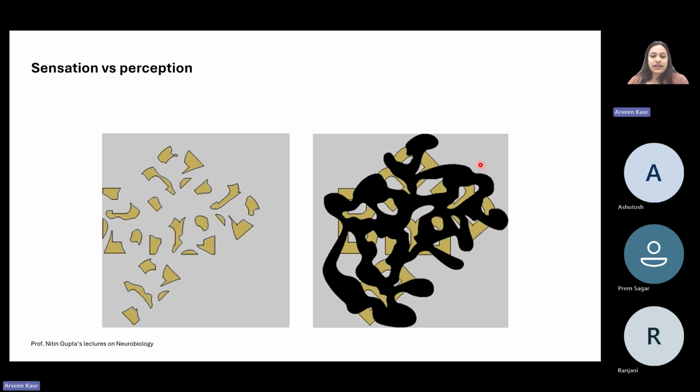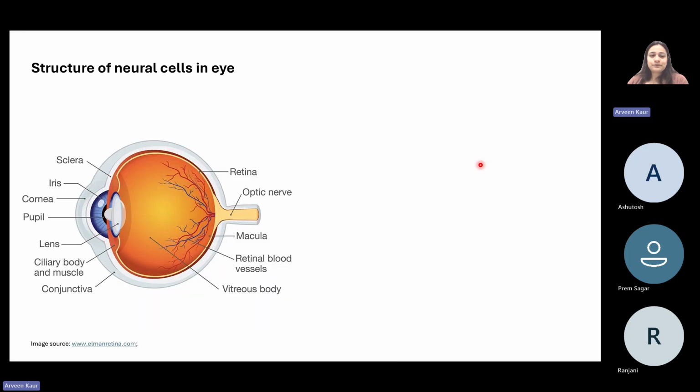So you can even match it. There is no additional image. But see how our brain's perception has suddenly changed, right? So that is the beauty of perception. And this is a classic, very good example of how sensation is different from perception, right?